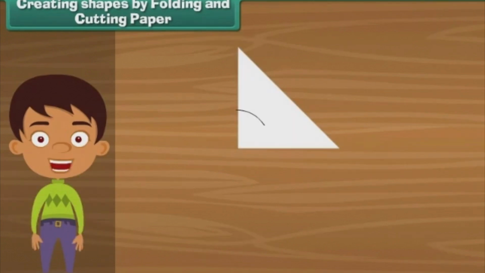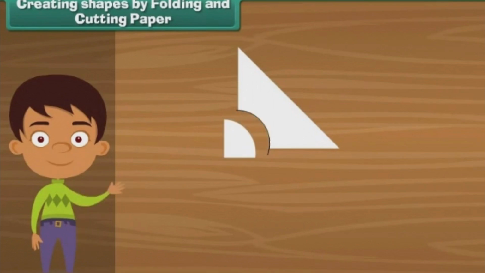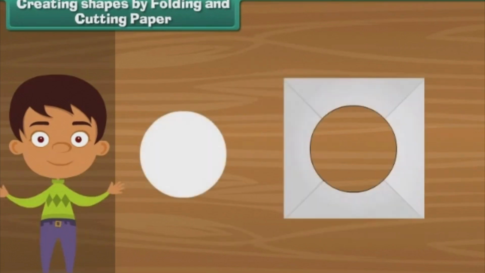Draw a curved line on it and cut it on the curved line. It is divided into two parts. Finally, open the two folded parts. Look at it. It's wonderful to see two pieces, one of which is a circle.